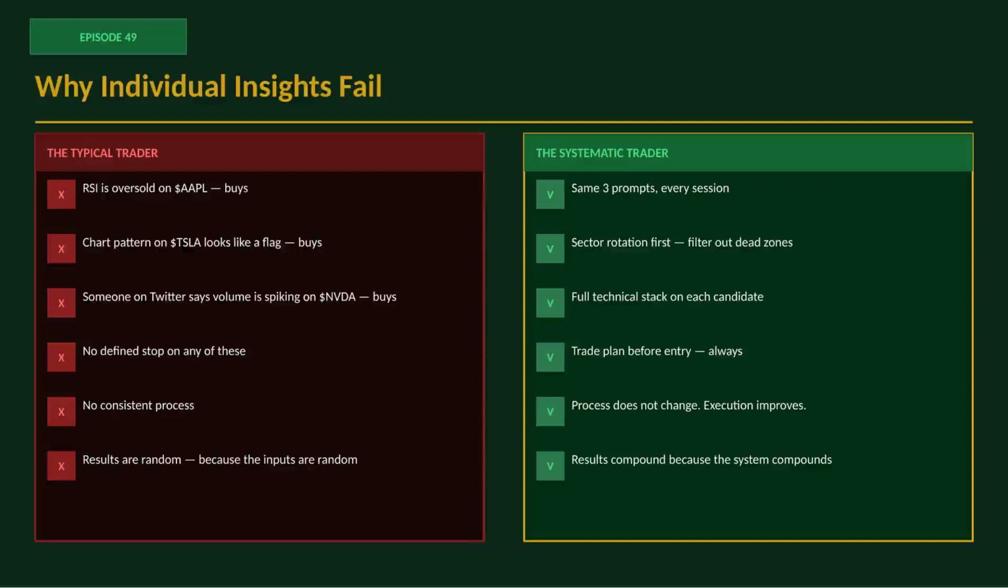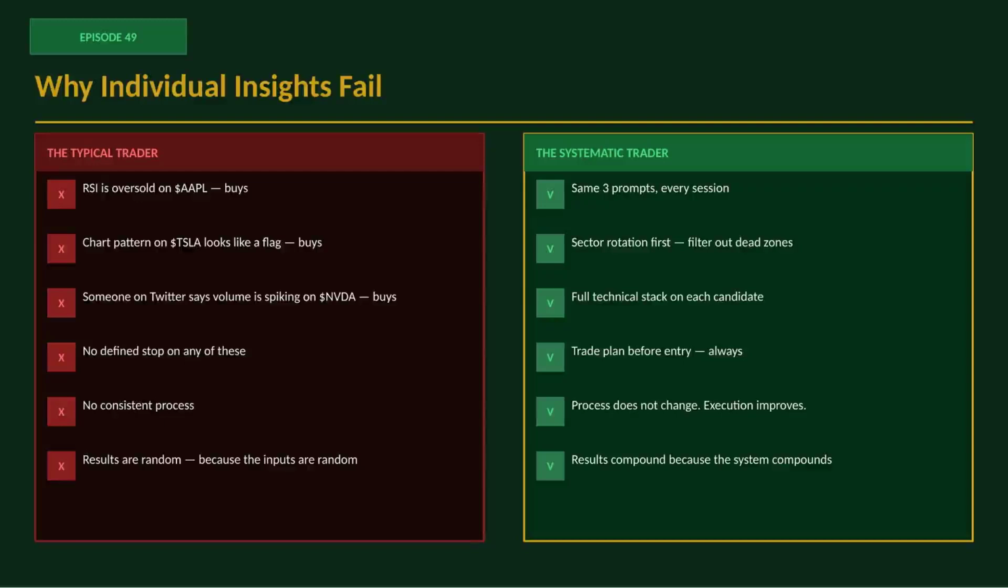The systematic trader runs the same 3 prompts every session. Sector rotation first, to find where money is moving. Full technical stack second, to find the specific setup. Trade plan third, to define how to take it. The process does not change. The execution improves, and that is what compounds over time.